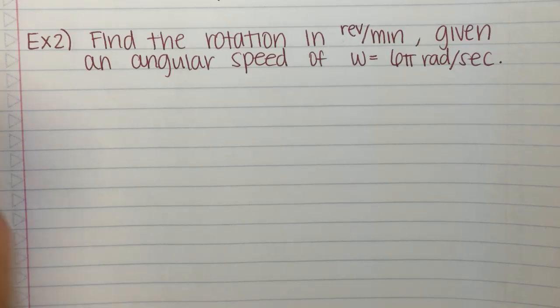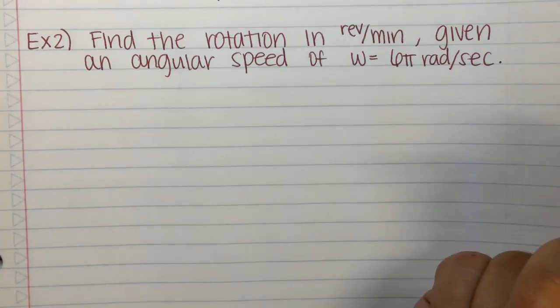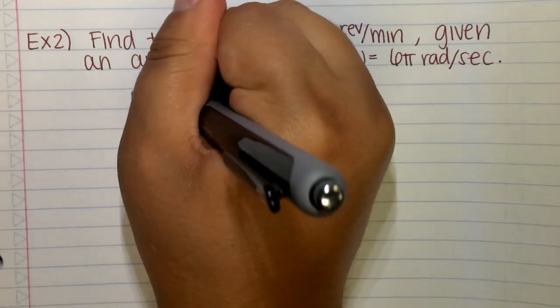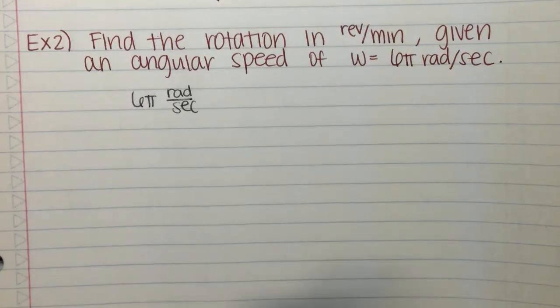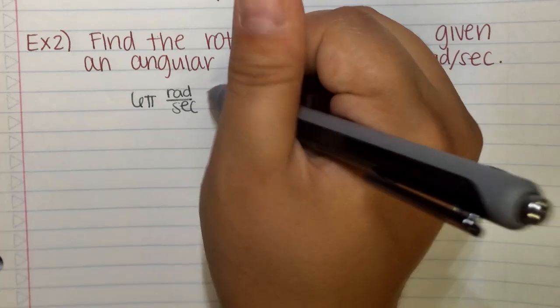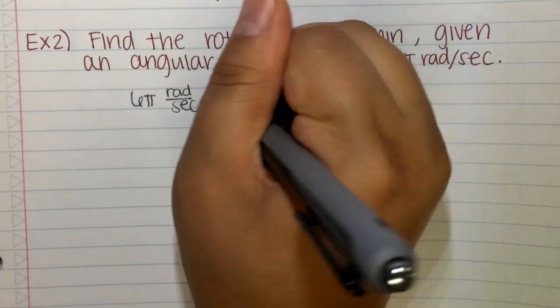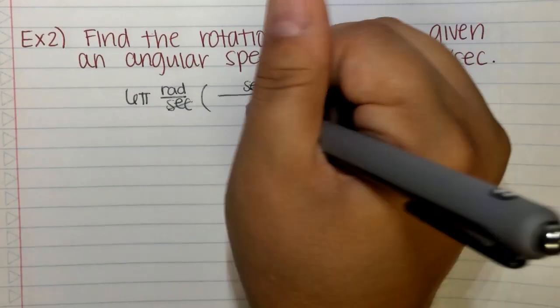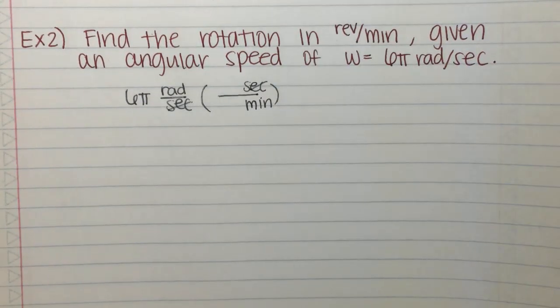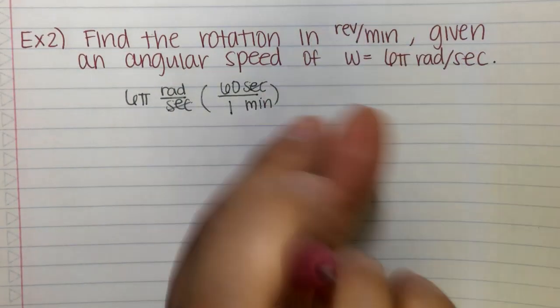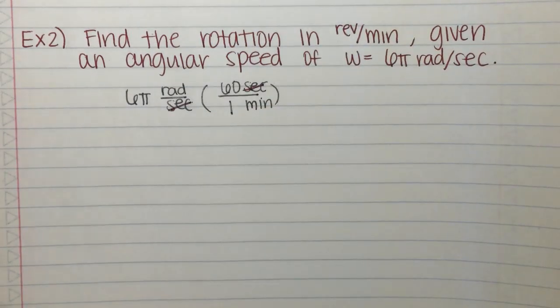Alright, what was I given? 6 pi radians per second. And what do I need? Revs per minute. So first, what's probably the easiest thing to change? Seconds and minutes. Seconds is on bottom, so I'm going to put it up top because I want to cross it out. How many seconds are in a minute? 60 seconds are in 1 minute. So we have now crossed out seconds, and we got minutes on bottom.